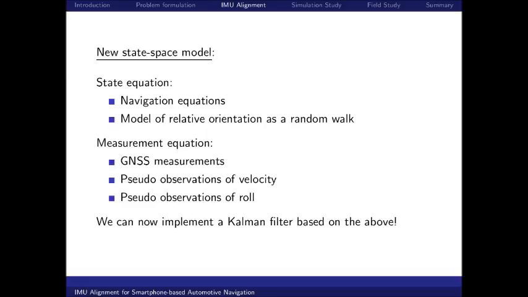Now we can summarize our new state space model. The state equation includes the old and familiar navigation equations, and in addition we have modeled the relative orientation of the smartphone and the vehicle to develop according to a random walk. The measurement equation includes not only GNSS measurements, but also pseudo measurements of velocity and pseudo measurements of roll. Just as before, it is possible to implement an extended Kalman filter based on this model, and this is the estimation framework which was proposed in this article.